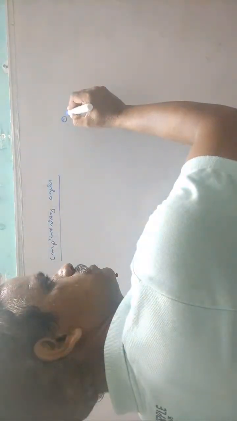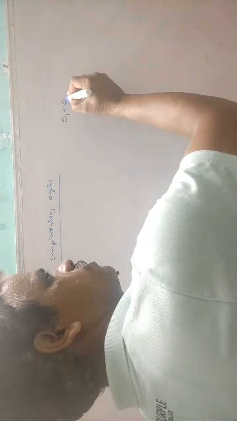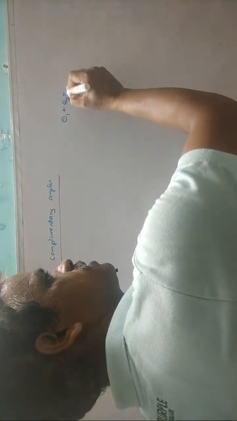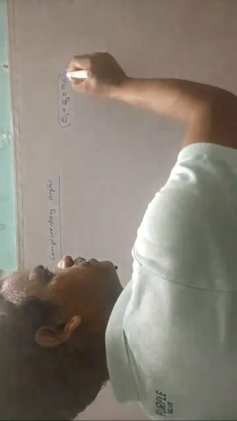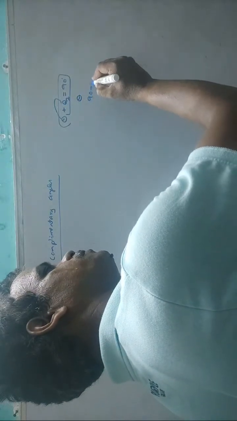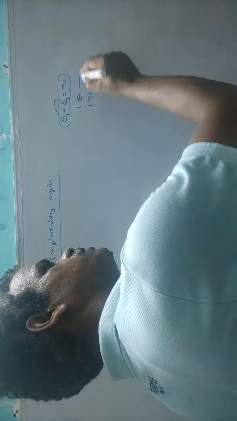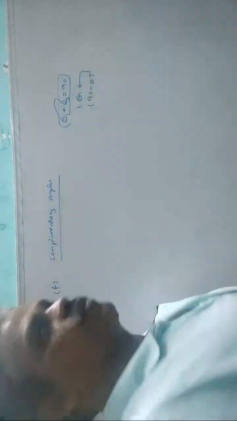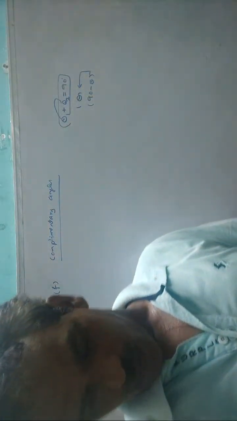Do you know complementary angles? What are the complementary angles? If the sum of two angles, theta 1 plus theta 2, equals 90 degrees, then we can say these two are complementary angles. That means if one angle is theta, then the other angle is 90 minus theta. These two angles are complementary angles.